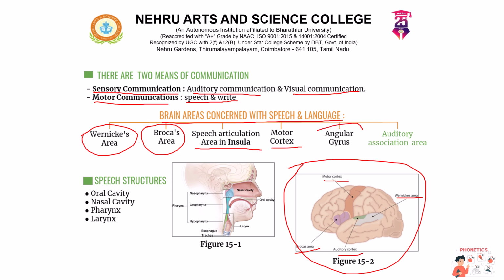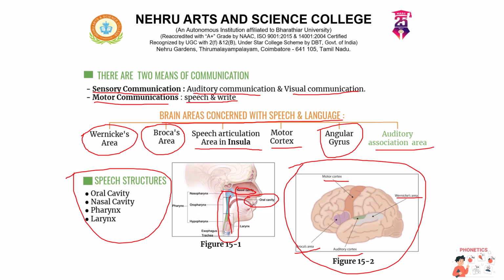And this is called the angular gyrus, and the last one is the auditory association area. When you come to speech structure, these are the important things in speech sounds. The first one is the oral cavity, we can see here. When you talk about the nasal part, this is the nasal part. And the last one will be the pharynx, this area and this area. This is very important in producing speech sounds.